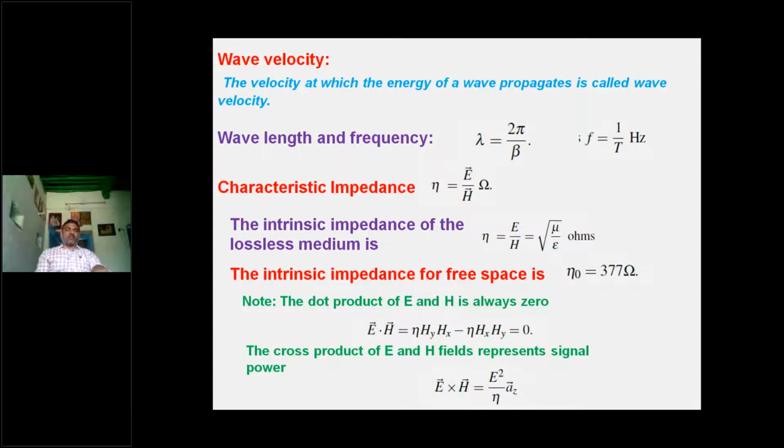And now here the dot product of E and H, since they are perpendicular to each other, is always 0, and the cross product can be explained by the intrinsic impedance eta, E square by eta Az. See here, Az is the unit vector in the direction of Z, because here we consider the direction of propagation along the Z direction. So whatever E field is along the X direction and whatever H field is along the Y direction. And remember, the cross product result is always perpendicular to both vectors. So perpendicular to both X and Y directions is E square by eta, or in terms of H, eta H square also.